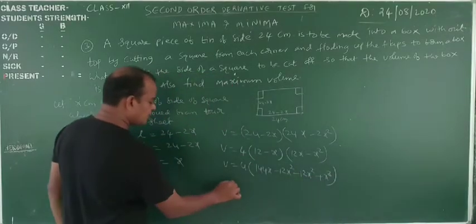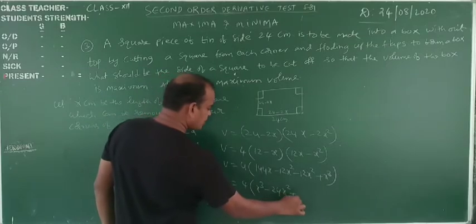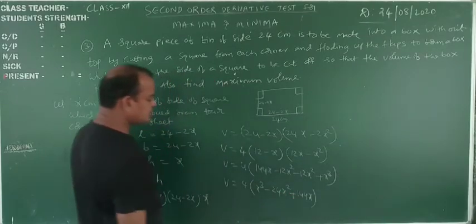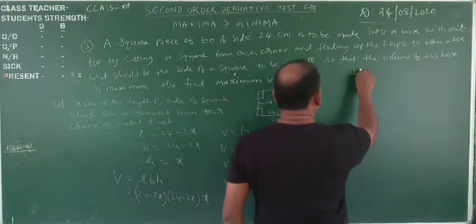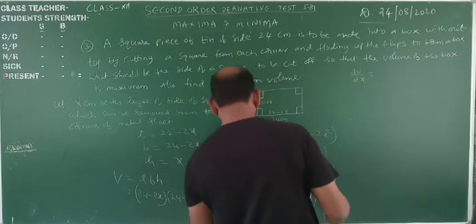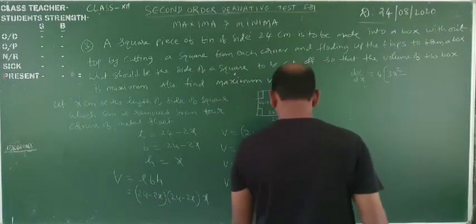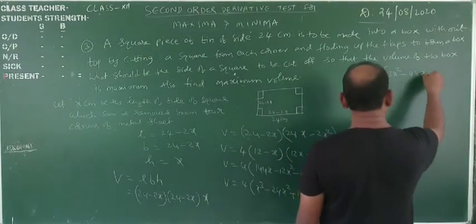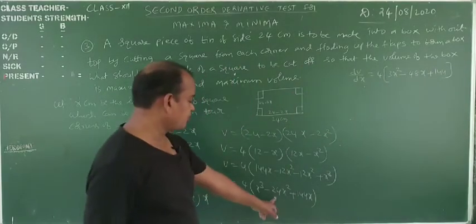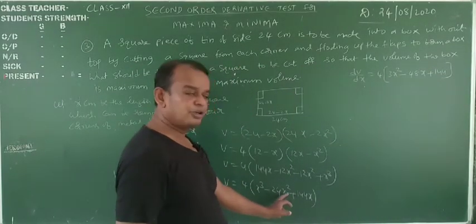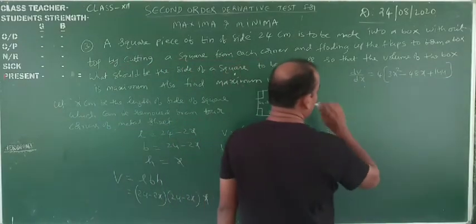Now we will write the order. V is equal to 4 into x cube minus 24x square plus 144x. Now differentiate 2 times to get the maximum. Now dV by dx is equal to 4 into the derivative of x cube, 3x square, minus 24 times the derivative of x square, which is 2x, that is 48x, plus 144. The derivative of x is 1.